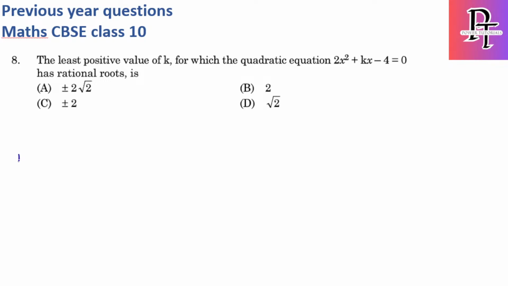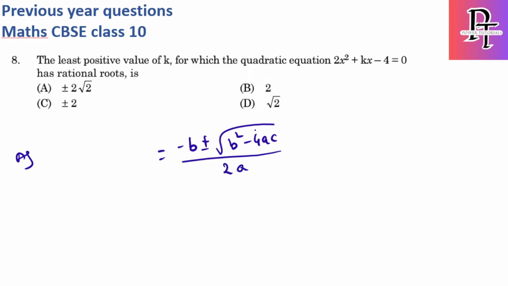Let's go to the next one, the 8th one. The least positive value of k for which the quadratic equation has rational roots. So what is the general formula to get roots? The formula is minus b plus or minus root of b square minus 4ac by 2a. To get a rational number, definitely this has to be a square number. Then only the root of the square value becomes a normal value. Like suppose root of 16 will have a normal value, whereas root of any prime number or odd number, or if it is not a perfect square, it becomes an irrational number.